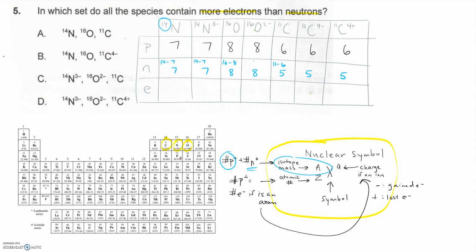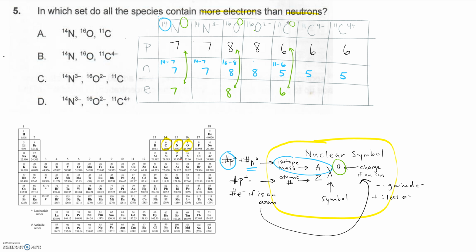Finally, we're looking at the electrons, and the electrons are dependent upon whether there is a charge or not, our Q value. If there is no charge, there is no difference, which means that my protons and my electrons are the same. So I'm going to do that for all of these, identify the ones that don't have any Q value, and just rewrite the same number here, 8 and 8. And here we've got no number, so it's 6 and 6.